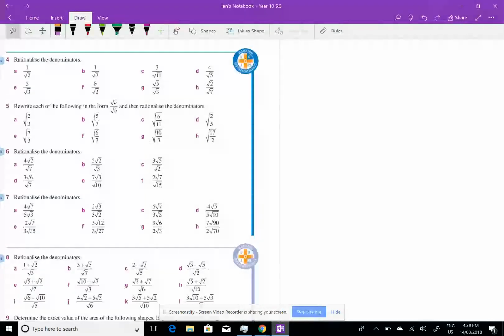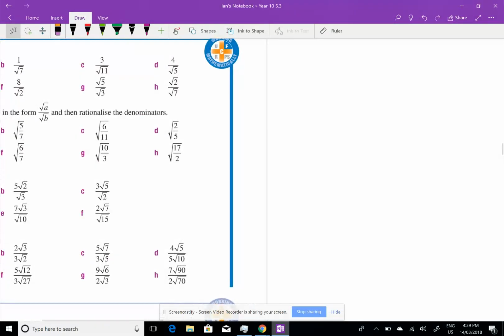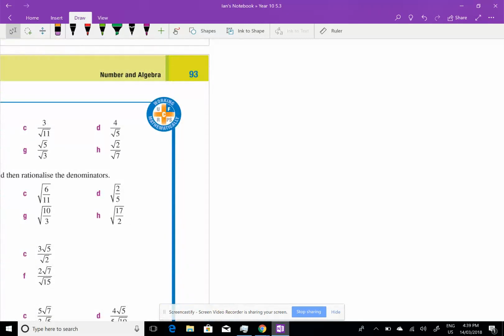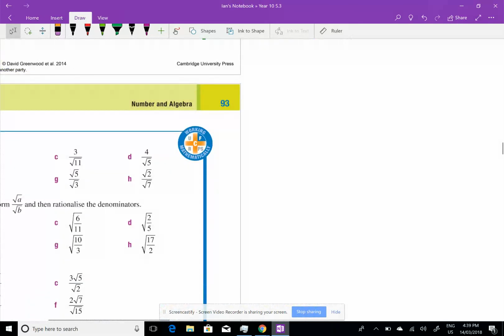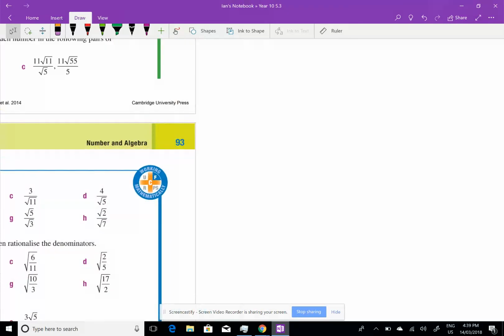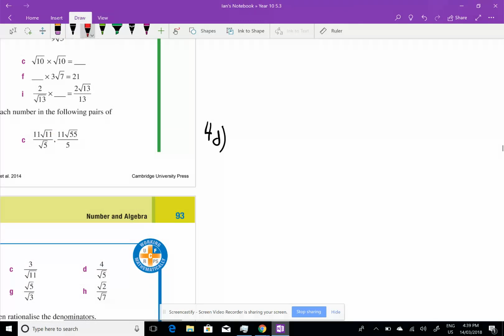So let's go back here. So what we're doing here, now remember the whole point of this is because they didn't have calculators. So remember we're doing the last two columns. I'll just go down and I'll work the last column of these questions if you're having trouble. So 4D. Now what we're going to use is the fact that root A times root A equals A.